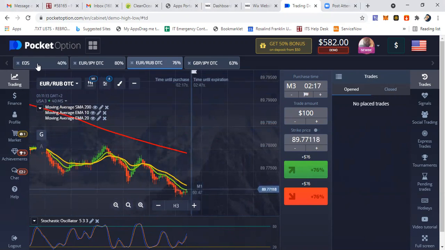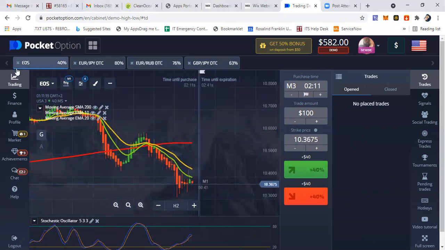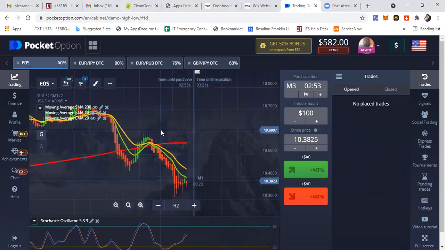So let's look here. We'll go through a few different pairs to see if we can find some entries. We'll have EOS, Euro Yen, Euro Rupee, and GBP Yen, right? Each one of them pays out at a high percentage. So this strategy works very simply.